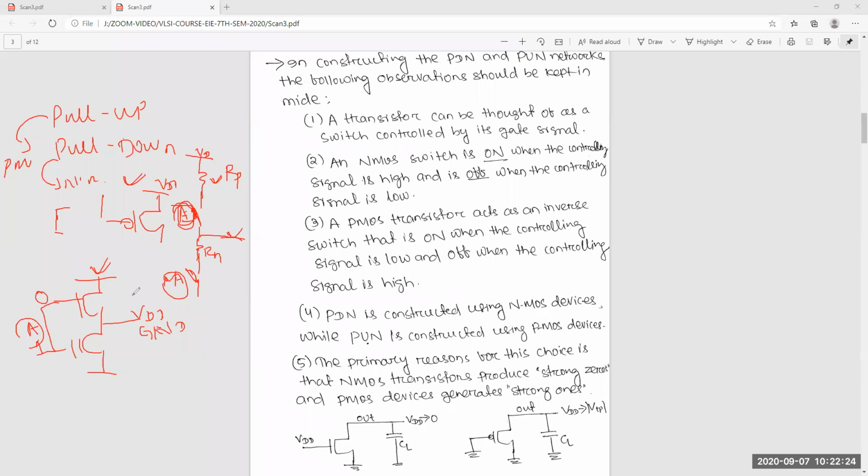So why are we using this PMOS in the pull-up network, and why are we using this NMOS in the pull-down network? That is very important. We could also use NMOS in the pull-up network and PMOS in the pull-down network. But why do we use NMOS in the pull-down network and PMOS in the pull-up network? Why is it important? Can anyone answer this?